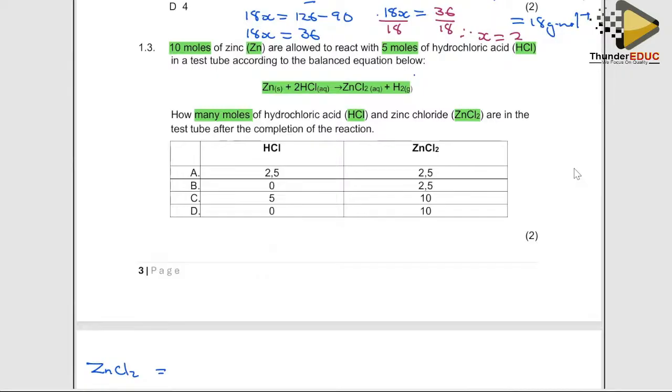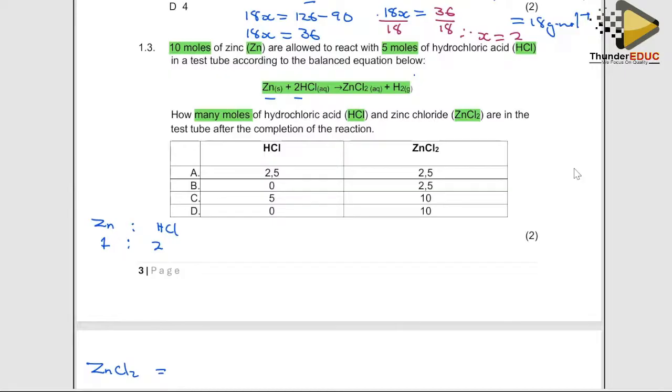I will use the mole ratio between zinc and HCl. According to the balanced equation, zinc versus HCl, therefore my zinc to HCl, according to this balanced equation, is 1 is to 2, right? So it is 1 is to 2 if I use those coefficients.